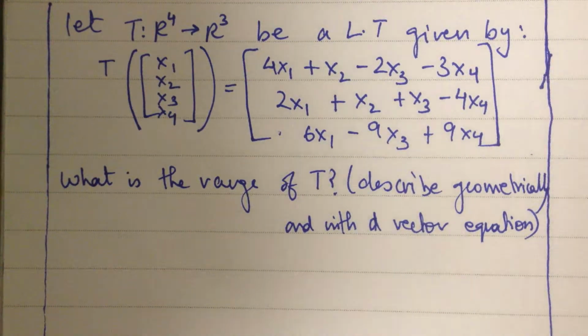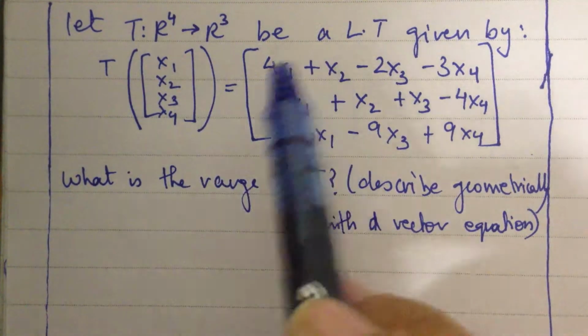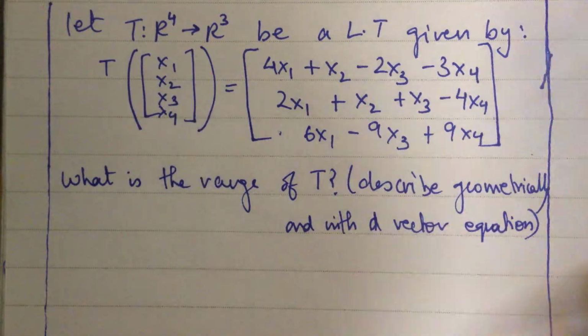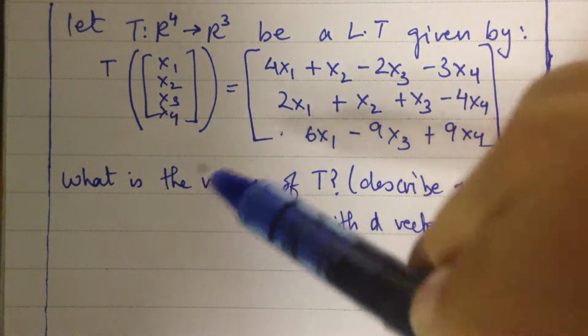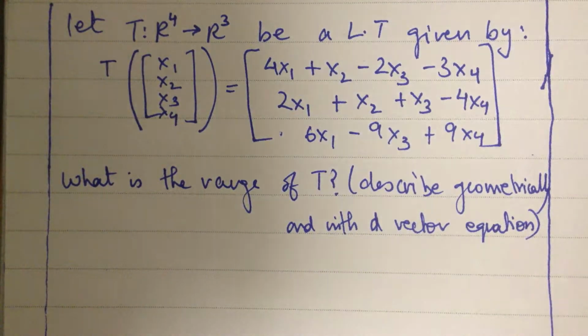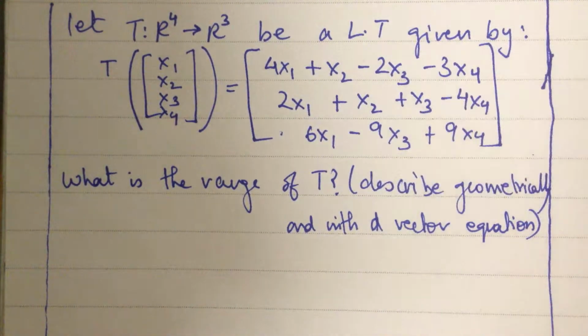Hi, so today we'll be solving this question. Let T, which goes from R4 to R3, be a linear transformation given by T, which transforms this vector x1, x2, x3, x4, which is basically a vector in R4, to this vector right here, which is given by this equation: 4x1 plus x2 minus 2x3 minus 3x4, and that's the first line, and those are the rest of the lines.